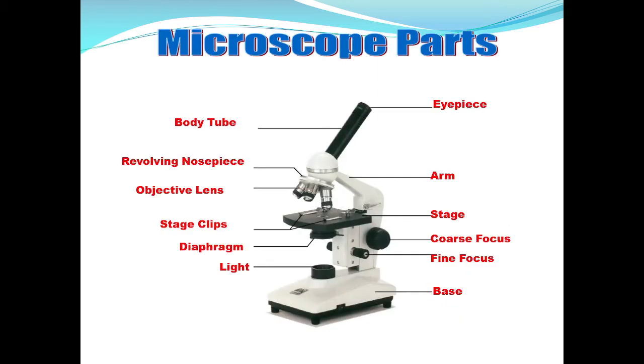Now, here are the parts of the microscope. If you could notice, this is the body tube. This is the eyepiece. This is where you visualize the material. This is the revolving nose piece. This is the arm. We have the objective lenses here. We have the clips for the stage. We have the diaphragm and the light source. We also have the base. We have the fine focus and the stronger coarse focus. And this is, as mentioned, the stage where we put the clips.